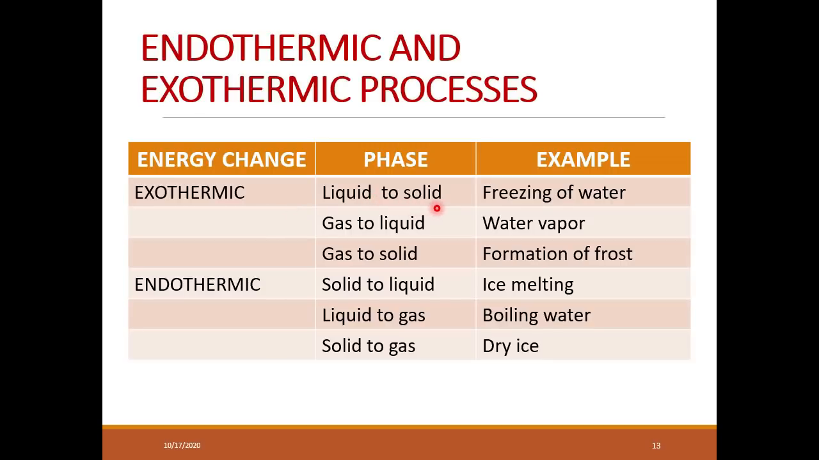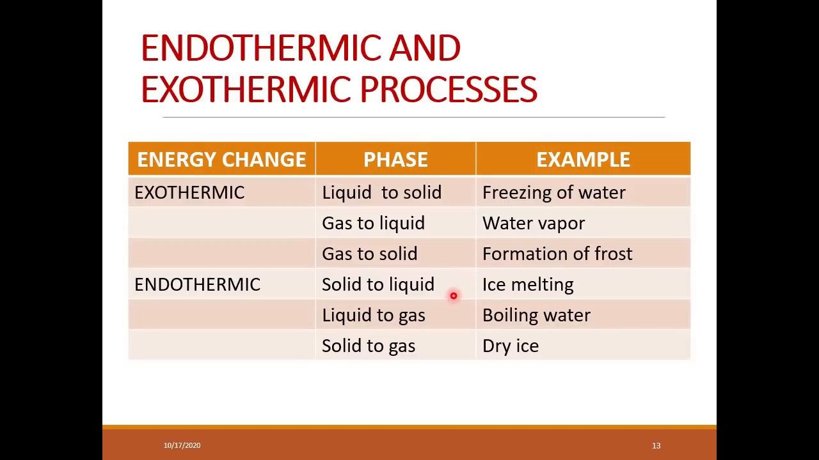So we have here an example: liquid to solid, freezing of water; gas to liquid, water vapor; gas to solid, the formation of frost. So water vapor in an above freezing atmosphere comes in contact with a solid surface whose temperature is below freezing, resulting in a phase change from water vapor to ice. That is the formation of frost.